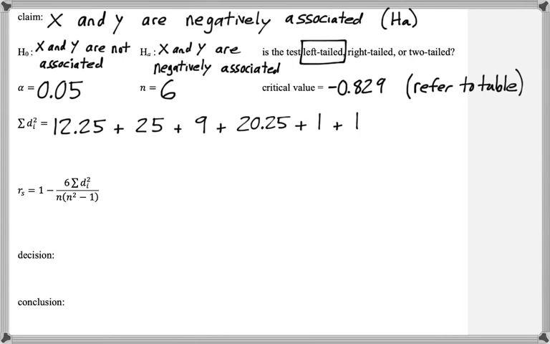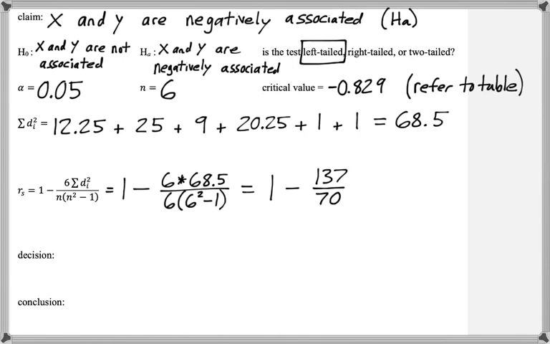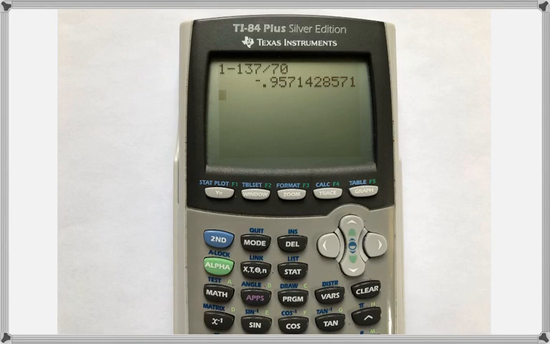Next, we want to add up all of the squares of the differences, and we should get 68.5. Now for the test statistic, we need to use this formula, and it's going to be 1 minus 6 times 68.5 over 6 times 6 squared minus 1, which will be 1 minus 137 over 70. And rounded to 3 places, that is negative 0.957.